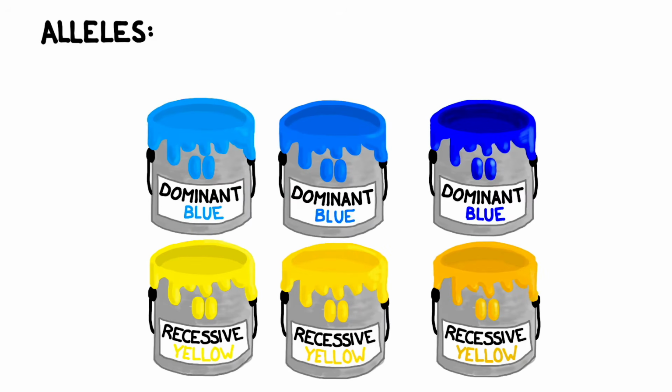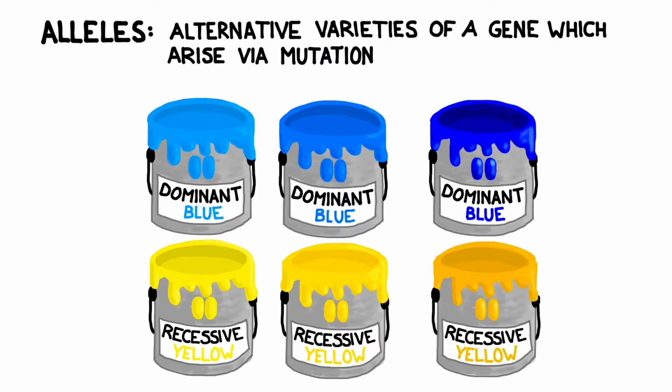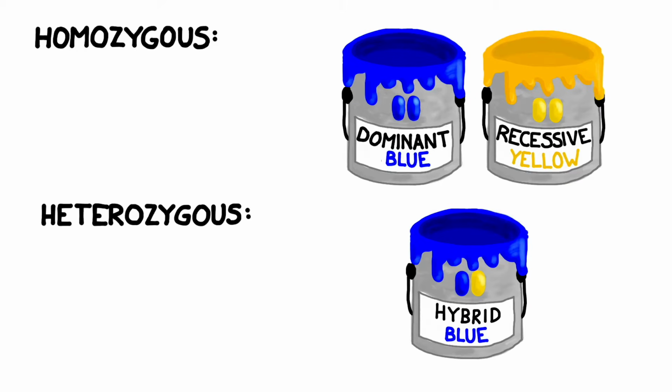There are multiple variations of each gene, and we call these varieties alleles. These variations arise via mutation or mistakes made during the reproduction process. In order to easily describe an organism's genotype, we use two terms, homozygous and heterozygous.